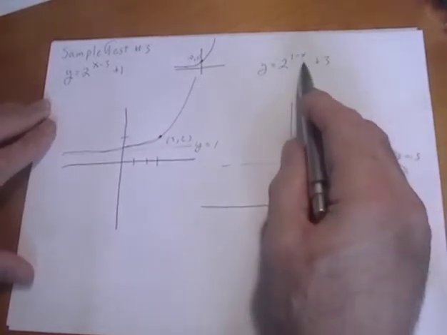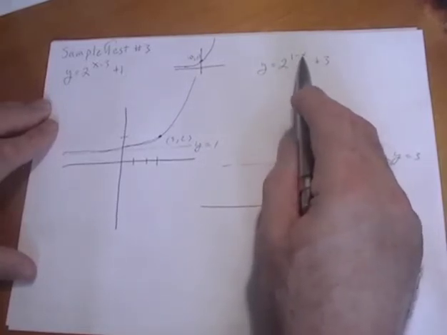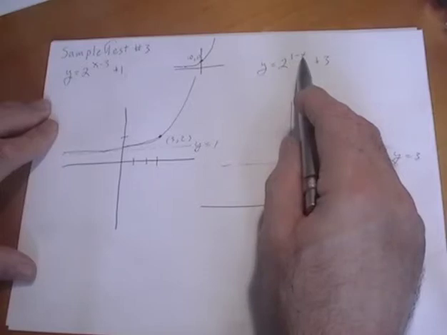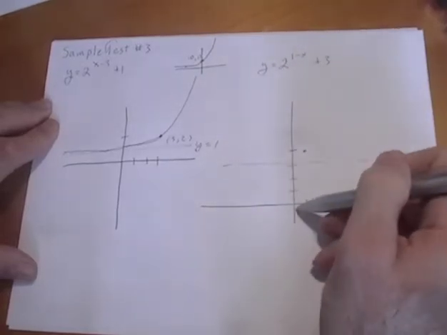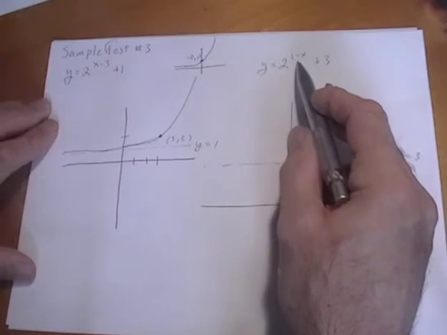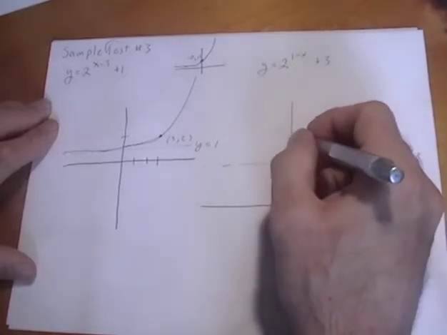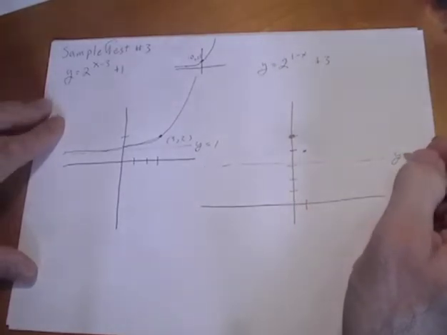Now, this time, there is a negative attached to the x, so I'm expecting exponential decay. One easy thing to do, since we're so close to the y-axis, is to plug in x equals 0. If x is 0, I have 2 to the first, that's 2. 2 plus 3 is 5, so I will go through the point (0, 5).